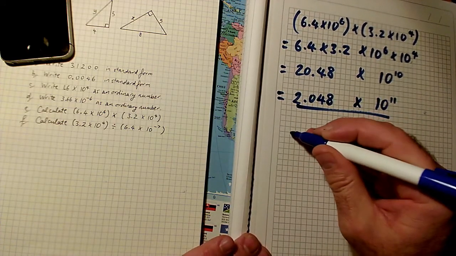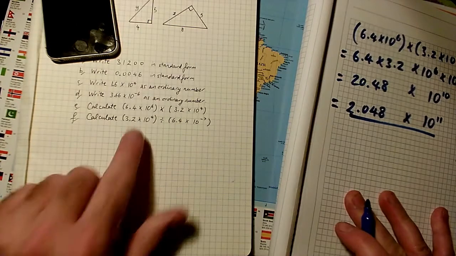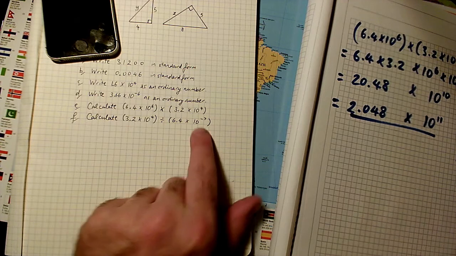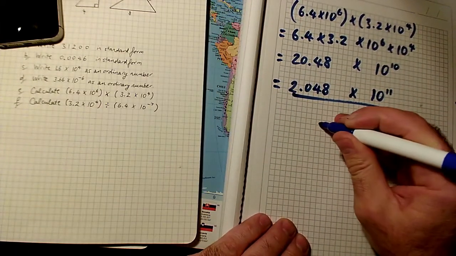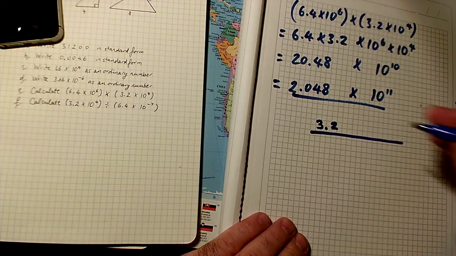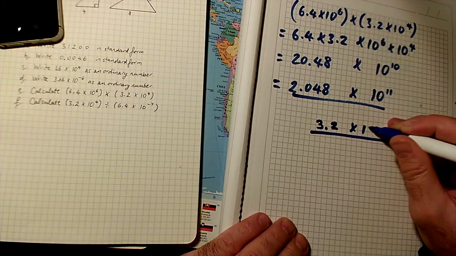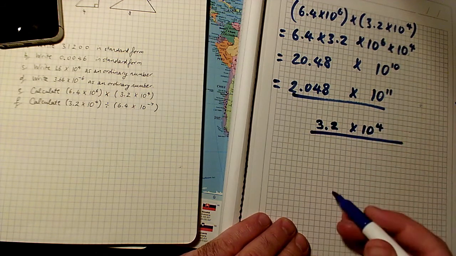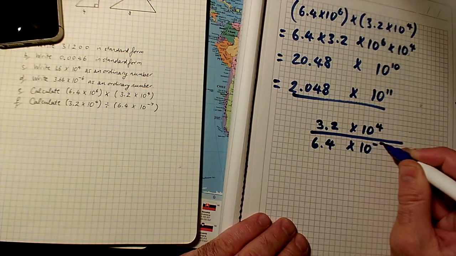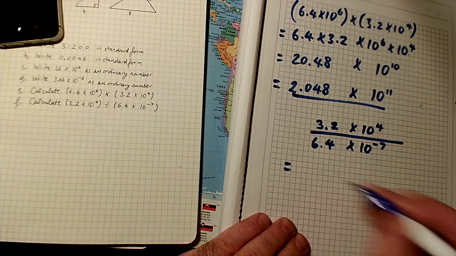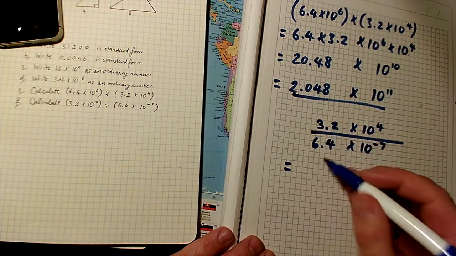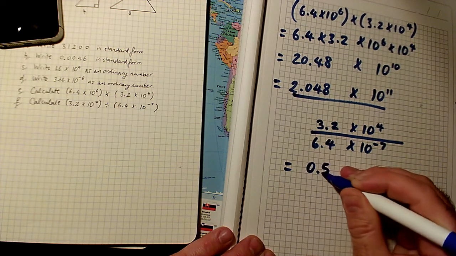Okay, last question. Calculate 3.2 times 10 to the power of 4 divided by 6.4 times 10 to the power of minus 7. Now, the way to do these is to write them, instead of with a division sign, as a fraction. So 3.2 times 10 to the 4 over 6.4 times 10 to the power of minus 7. And then we can just treat the decimal bit and the power bit separately. 3.2 divided by 6.4 is 0.5.